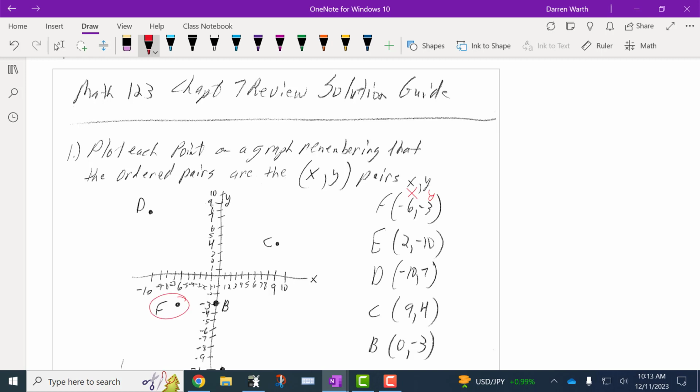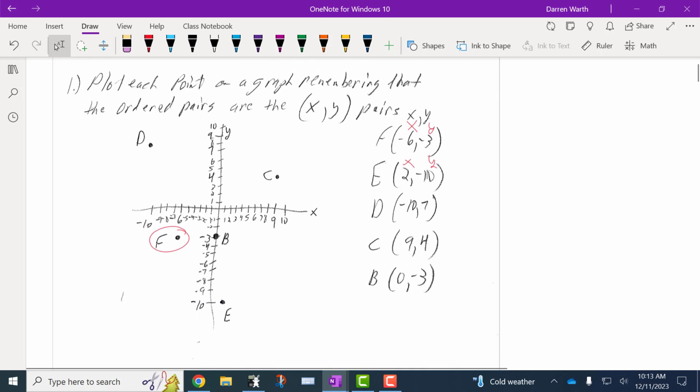And same thing with E. So E, your X is 2, your Y is going to be -10. You come over here to 2, and then you're going to go down to -10, and go ahead and label that. So remember, X, go to 2, and then go down here to -10, and there is your point E.